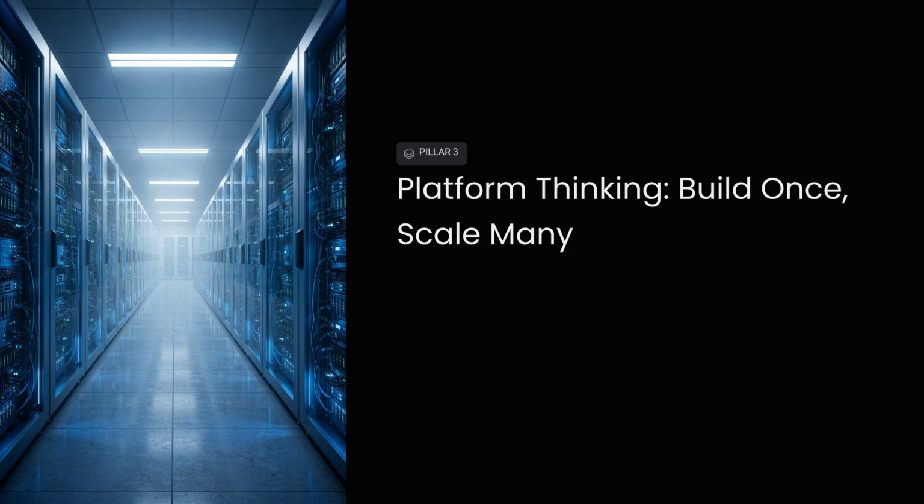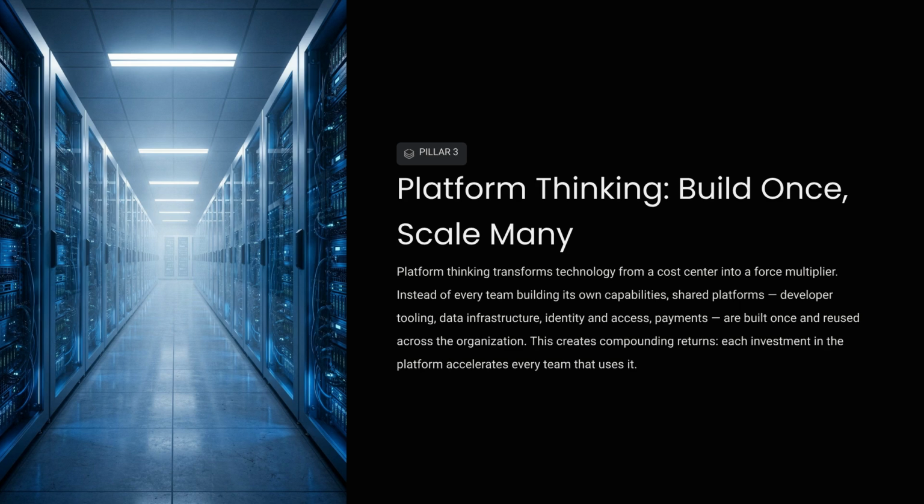Pillar 3 is platform thinking. Build once, scale many. This transforms technology from a cost center into a force multiplier. Shared platforms for tooling, data, and access are built once and reused, creating compounding returns that accelerate every team.